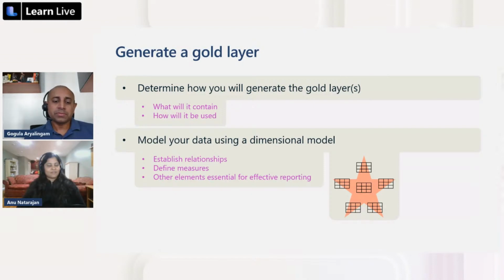Right? So the dimensional model, which is also called the star schema, will structure your data in an aggregated, analytics-friendly format. Now, while you cannot explicitly do this on the lakehouse, you can nicely set up your gold layer using the dimensional model so that you can establish relationships, define measures, and other elements that are essential for effective reporting on top of your gold layer using semantic models. So Anu will be covering that aspect in the next unit using DirectLake.